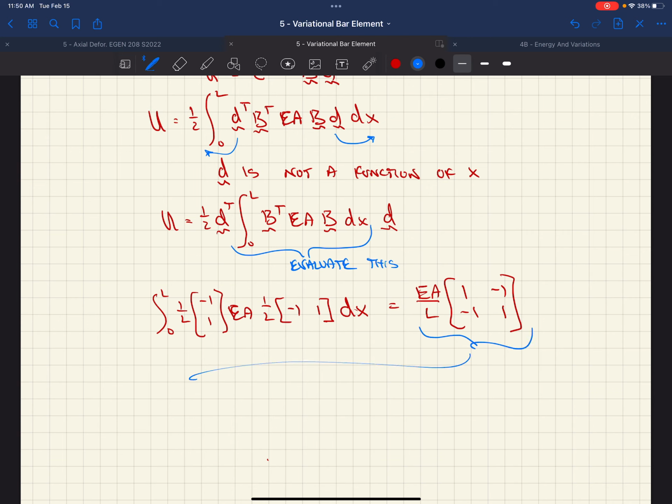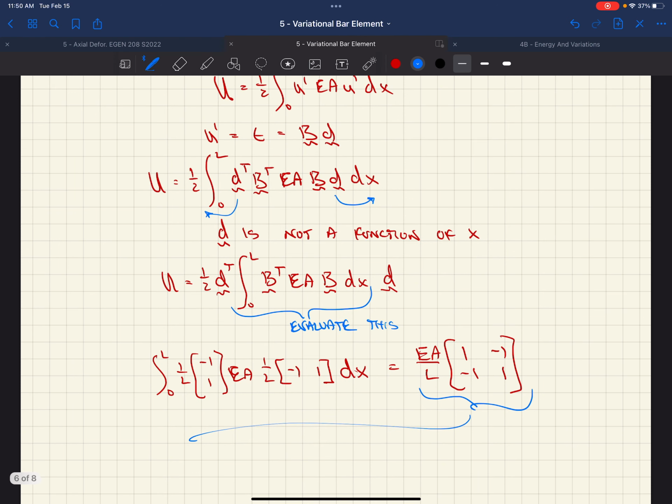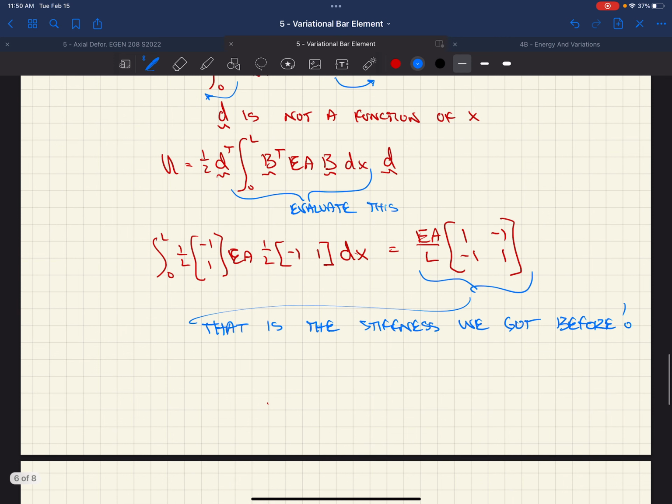Right? We just got that before when we were doing our mechanics-based formulation for our element. And that's why we kept the D transpose, B transposes, so that all of that would come out and it would look similar. That is the stiffness we got before, and we call it K sub E, or the elemental stiffness matrix.